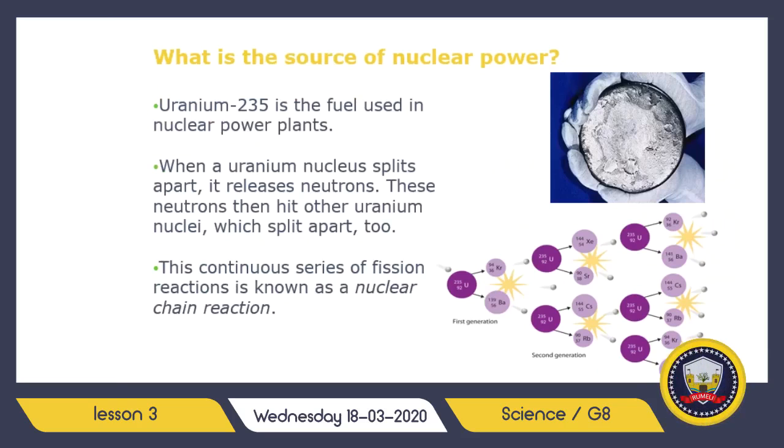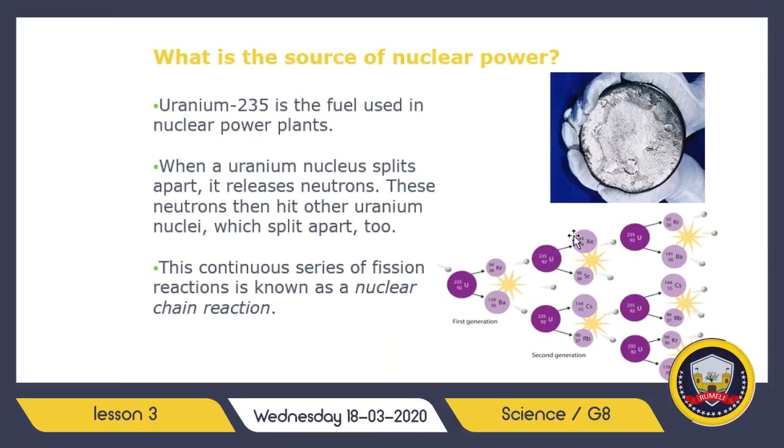So guys, what is the source of nuclear power? You may have heard about something called uranium, as we can see here in this photo. This kind of metal, uranium-235, is the fuel used in nuclear power plants. When a uranium nucleus splits apart, it releases neutrons, as we said. These neutrons then hit other uranium nuclei, which split apart too.